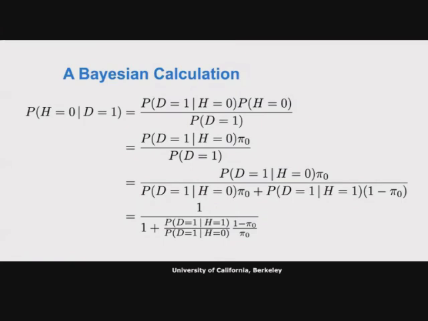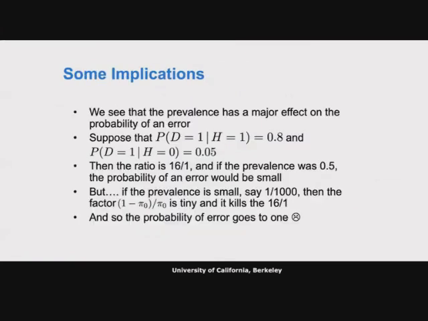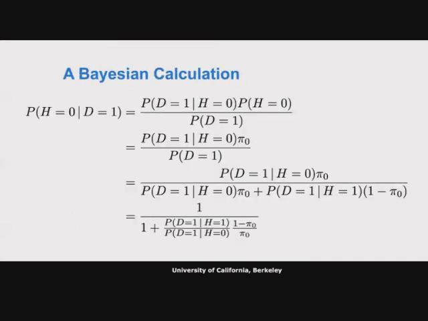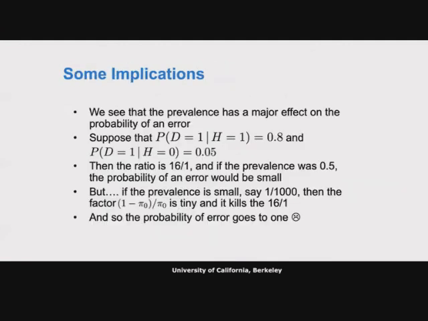All right, so let's look at a couple of consequences of this. First of all, we can see really the prevalence has a major effect on the probability of an error. So let me go back here. 1 minus pi 0 over pi 0, that number can range from 0 to infinity. All right, so that can have a huge effect. Just how many, what's the prevalence? It's going to have a huge effect. Let's be really quantitative about that.